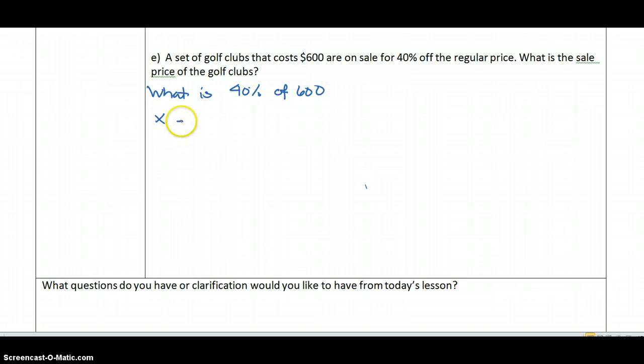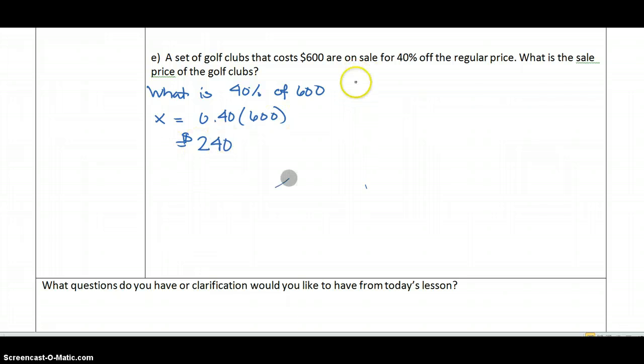So x is 40%, which is 0.4, of, which is times, 600. This is going to tell me what my discount is for these. So how much are they marking off? I multiply this times this, I get 240. And notice I wasn't looking for a percent, so I don't have to move the decimal point over. I'm fine with 240. This is my mark off. This is how much they're going to discount it for me.